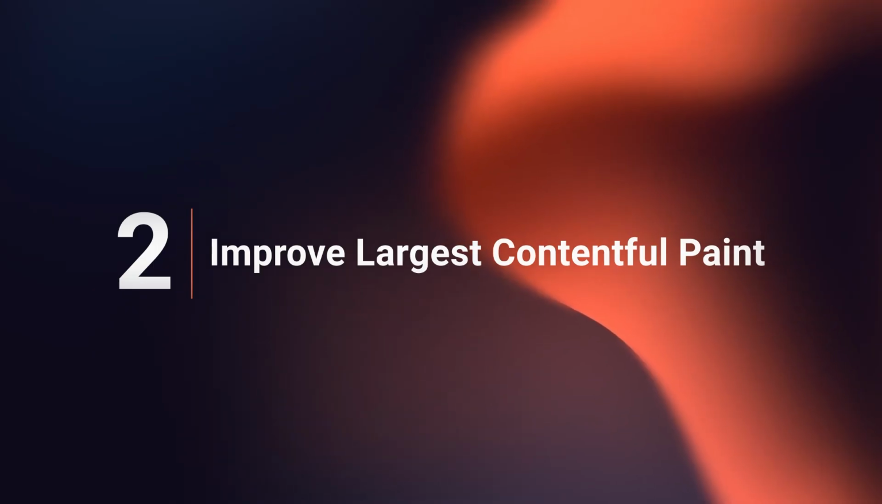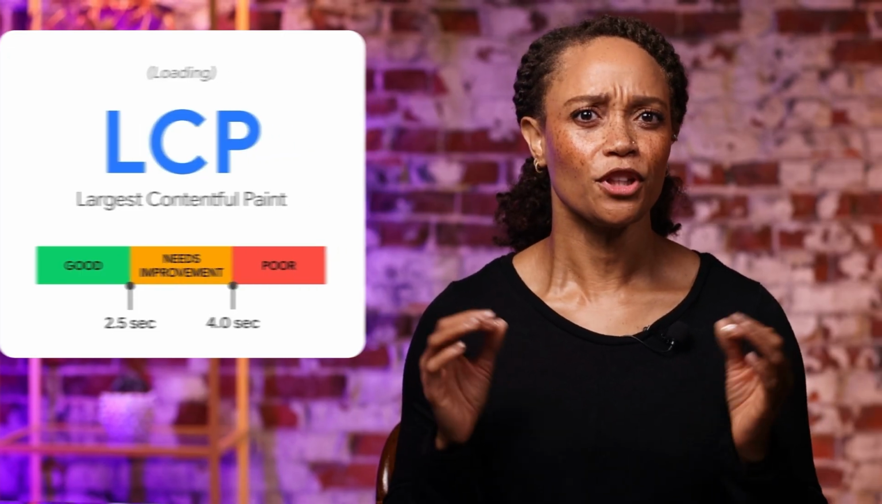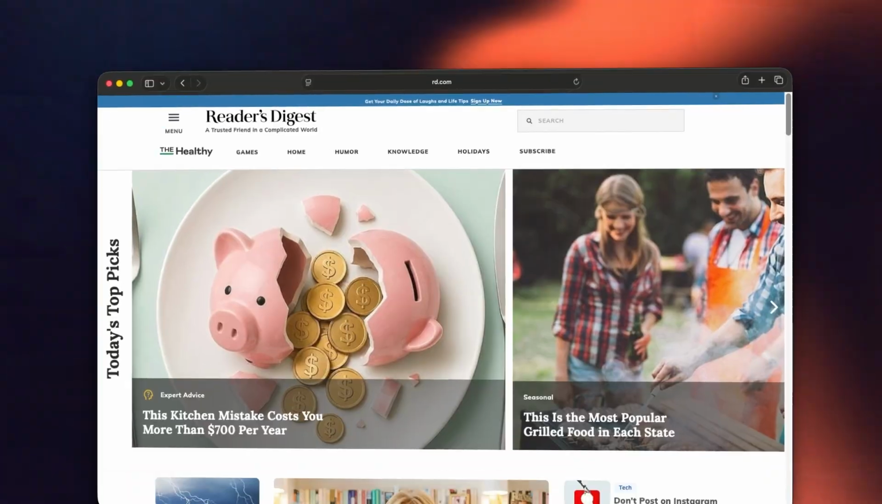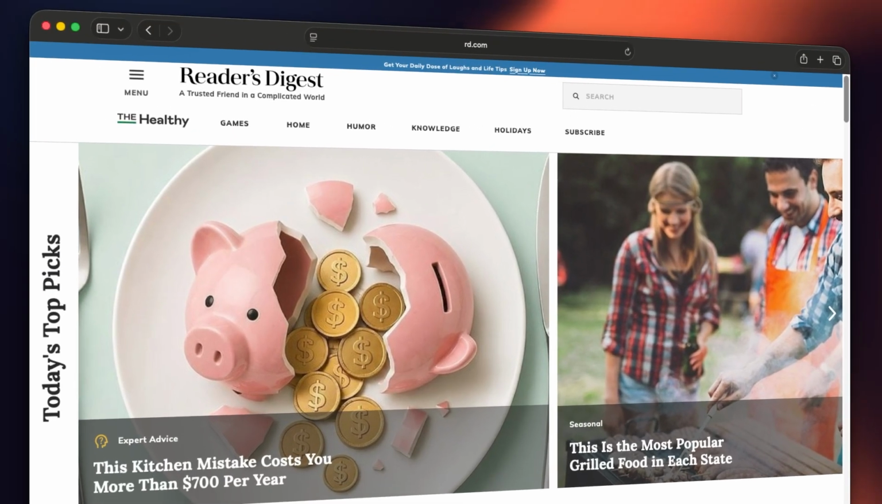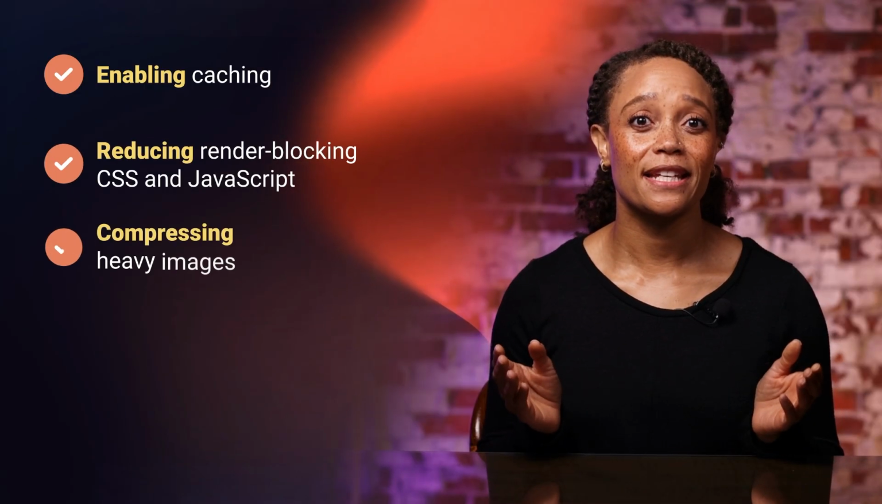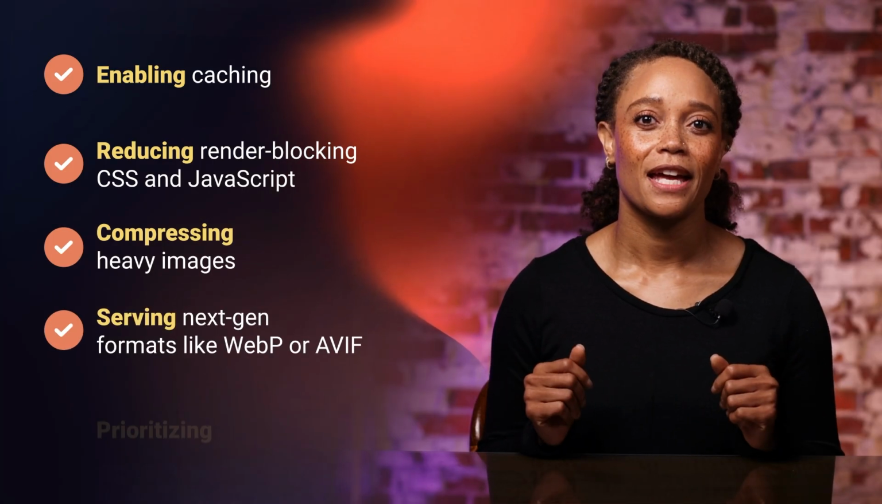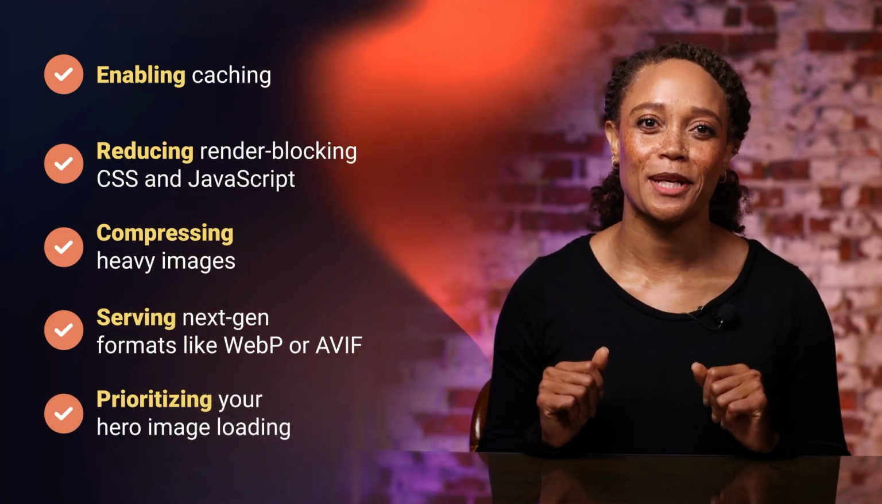Let's start with LCP. LCP is all about how fast the main content loads. Usually that means something like a hero image, a featured visual, or a large block of content near the top of the page. If that main element loads slowly, your whole page feels slow, even if everything else is technically fast. Some of the biggest LCP improvements usually come from enabling caching, reducing render blocking CSS and JavaScript, compressing heavy images, serving next-gen formats like WebP or AVIF, and prioritizing your hero image loading.